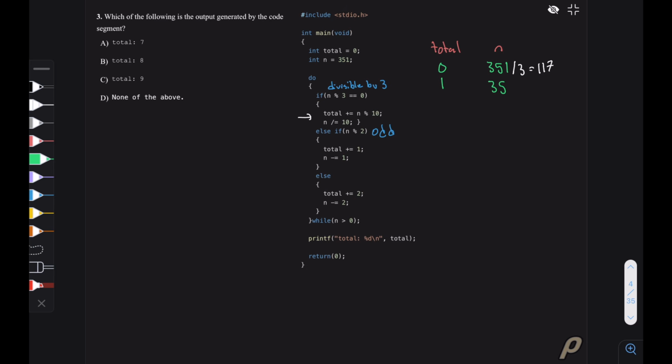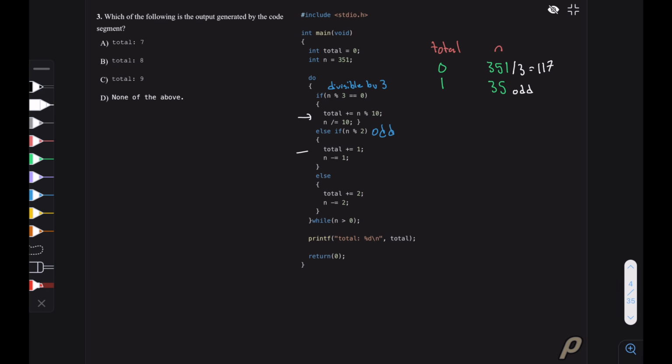Then we check 35. Is 35 divisible by 3? No, it is not, as the next one that's divisible by 3 is 36. Then we check is 35 mod 2 equal to 1 or 0? In this case, this is an odd number, so that's going to be equal to 1. So this is odd.